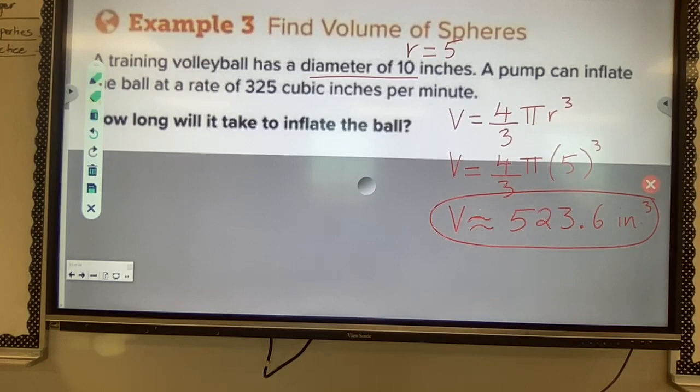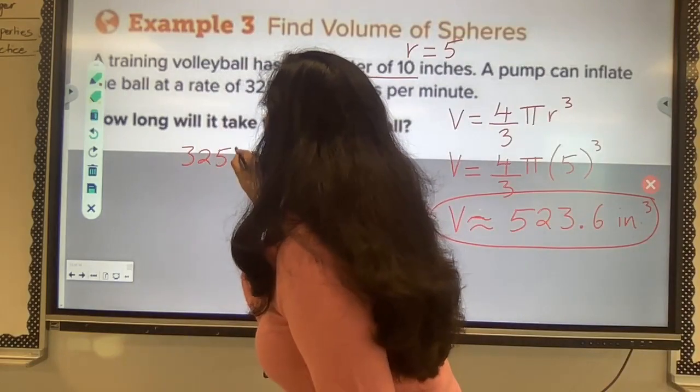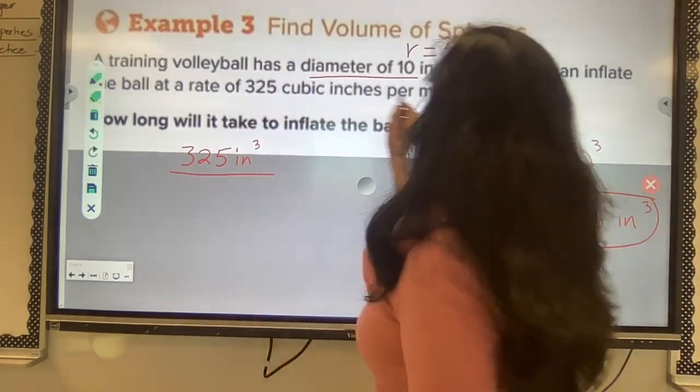Okay, so next it's saying a pump can inflate the ball at a rate of 325 cubic inches per minute. How long is it going to take to inflate the ball? So what I'm going to do now, I'm just going to write and solve a proportion to find the time to inflate the volleyball. Okay, so I am going to round the volume to the nearest tenth, which I've done here. And then let's look at the first one. It said 325 cubic inches in 1 minute.